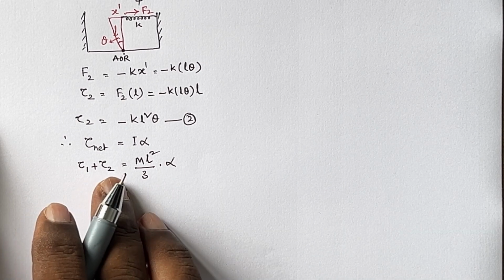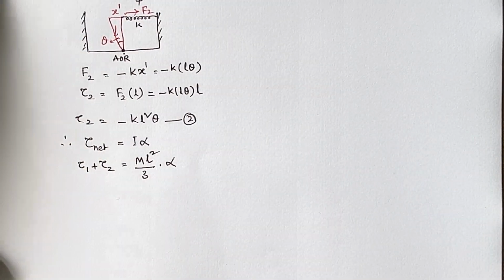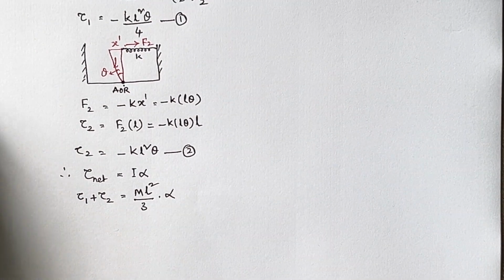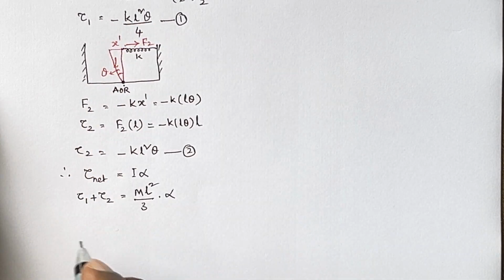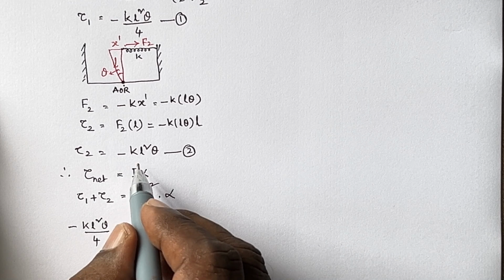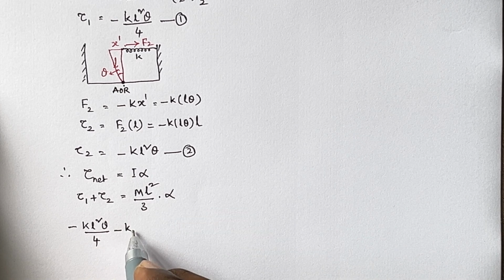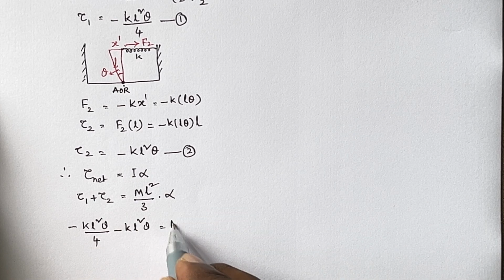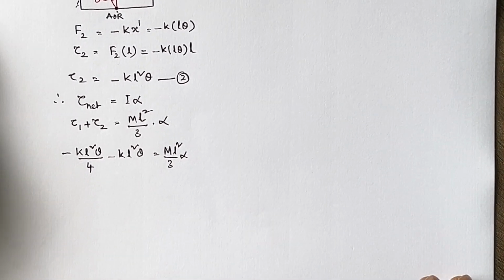So tau 1 plus tau 2 is equal to, see, I will show you. This is minus kL squared theta, minus kL squared theta by 4. So minus kL squared theta minus kL squared theta by 4 is equal to mL squared by 3 into alpha. Right? So now what do I do?